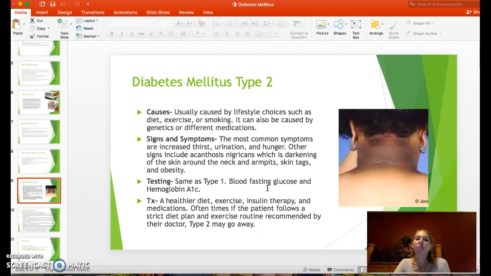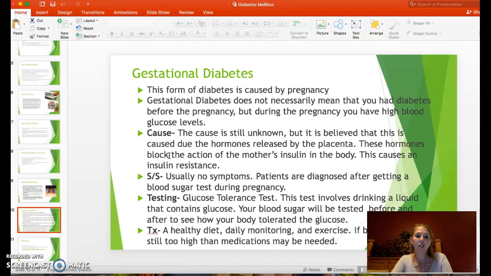You're going to do the blood fasting glucose test, and then you can also do the hemoglobin A1C as well, and those levels were in that slide. And then treatment is usually a healthier diet, exercise, insulin therapy, and medications. Oftentimes, if the patient follows a strict diet plan and exercise routine recommended by their doctor, the diabetes could actually go away as long as they stick to a really good plan and follow it.